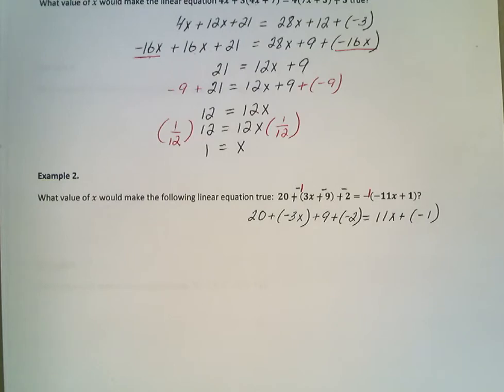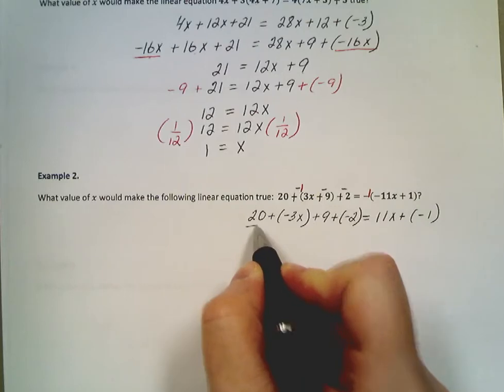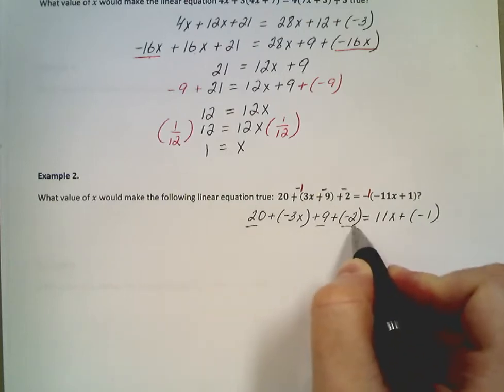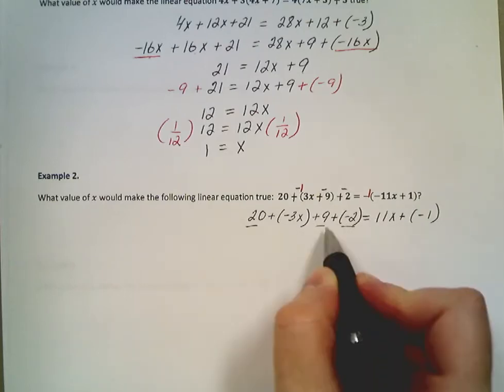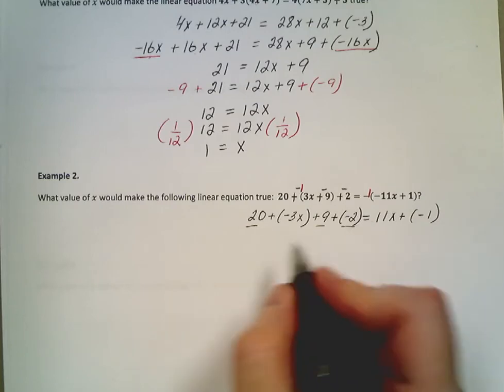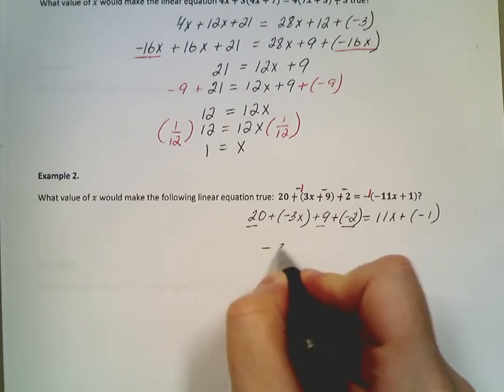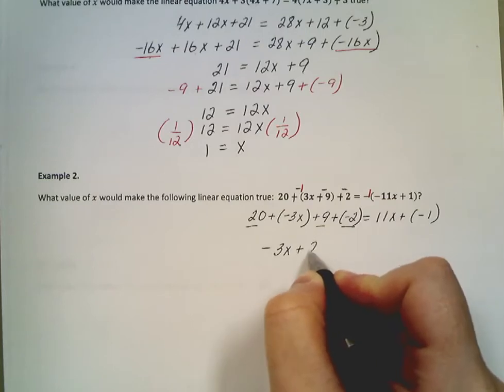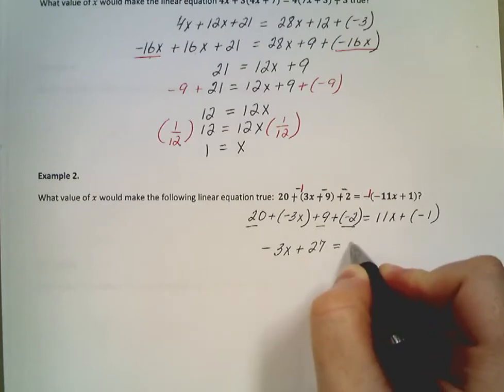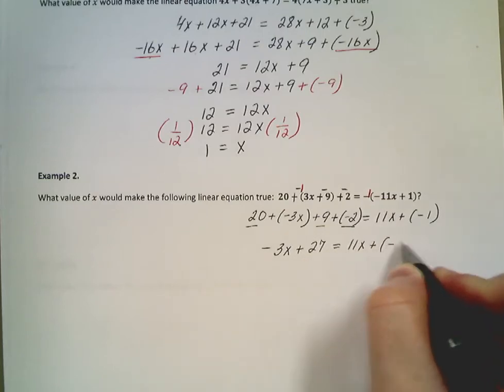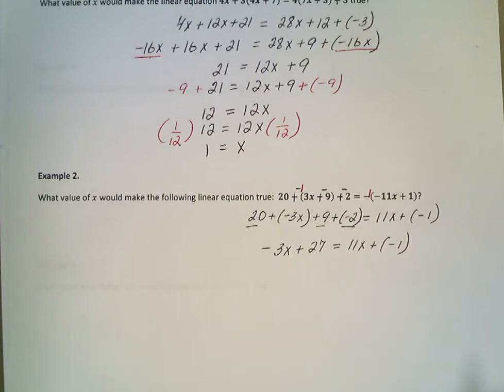Okay, now I'm going to combine like terms. I will combine 20 and 9 and negative 2. So 29 plus negative 2 is 27. So I will have negative 3x plus 27 equals 11x plus negative 1. Again, I want my x's to be positive. It's my personal preference. You can do negative x and then multiply by the reciprocal of a negative number.